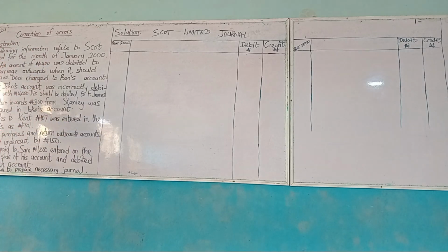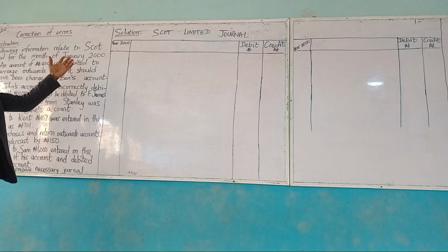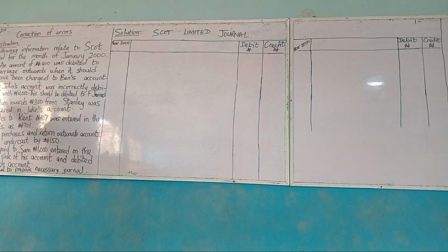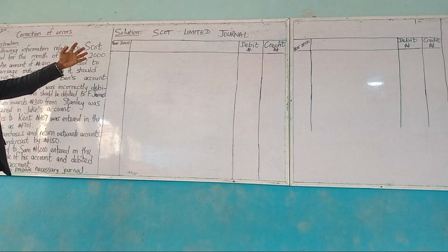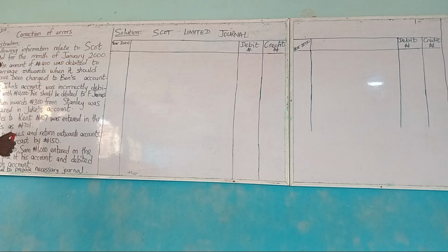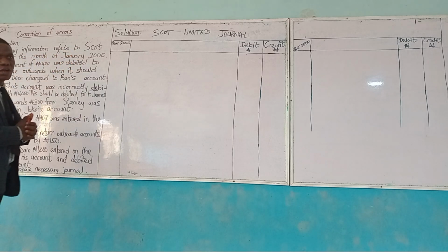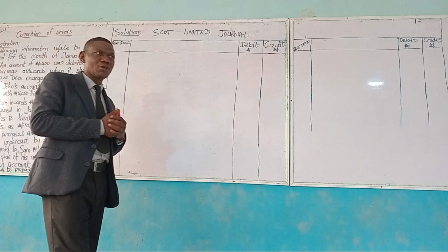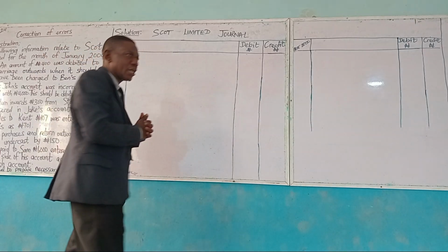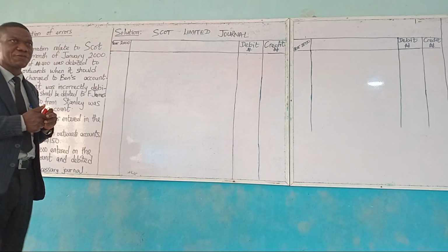This illustration is found in the books of Sports Limited for the month of January, year 2000. I'm going to quickly solve this, and I will explain how to solve any other question that you might likely come across when you are dealing with this topic in the future.